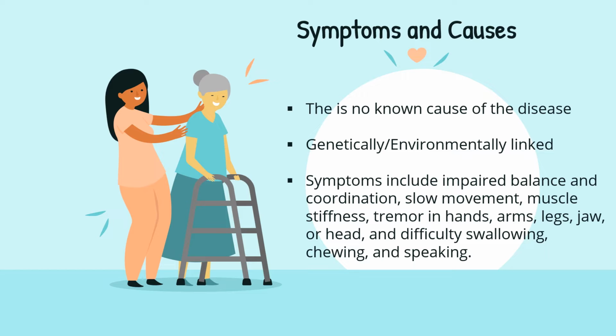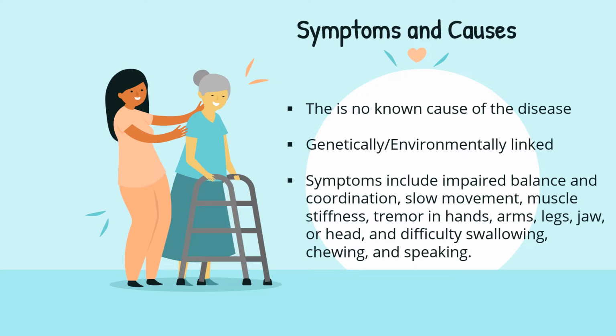Let's look at some of the symptoms and causes. There's actually no known cause of Parkinson's, but there have been some genetic links and environmental links associated with the disease. Genetically, I think it's about 60 or 50% if you have immediate parents who had Parkinson's disease, or if you have both parents who had Parkinson's at the same time.